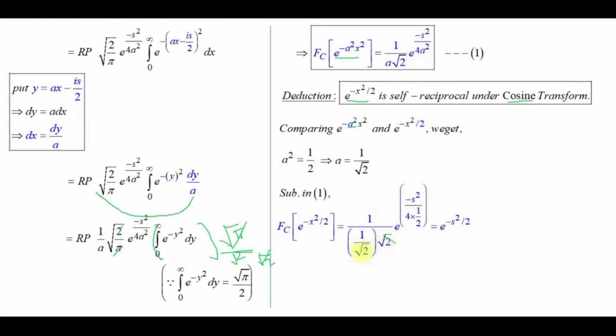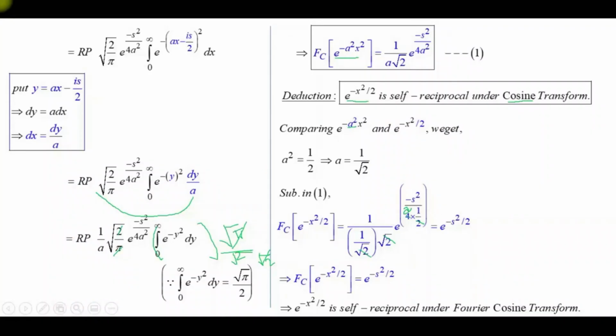Now this square root 2 and this square root 2 get cancelled. This 2 cancels, which is equal to e power minus s square by 2. This implies the Fourier cosine transform of e power minus x square by 2 equals e power minus s square by 2. So note that both are the same function, the only difference is here x, here s. Therefore, this function is self-reciprocal under what transform? Fourier cosine transform. This implies e power minus x square by 2 is self-reciprocal under the Fourier cosine transform. Thank you.